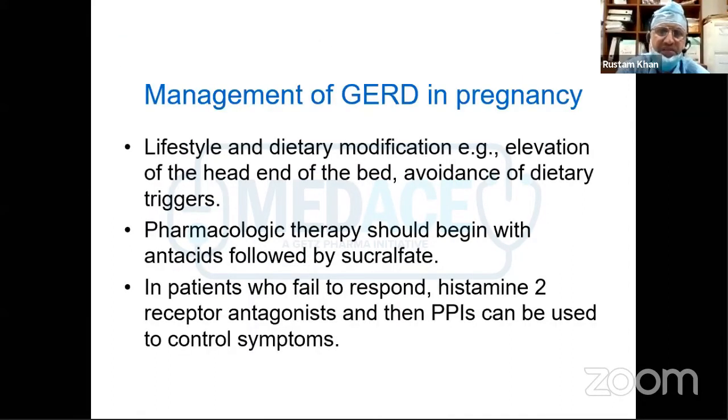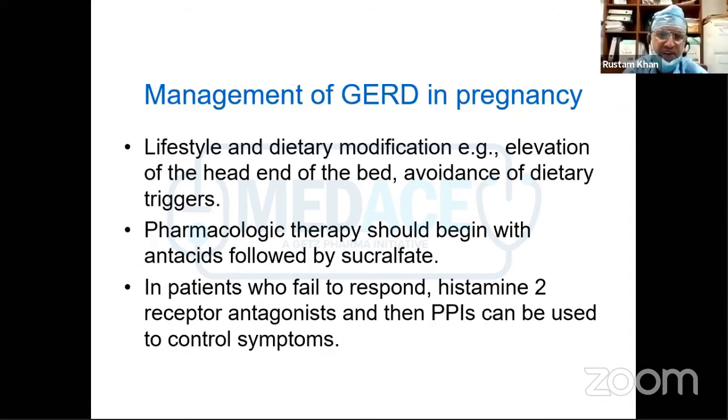A few words about management of GERD during pregnancy. Lifestyle and dietary modification should be started first. Ask the patient to keep their head elevated while sleeping. Avoid dietary triggers. And pharmacological therapy can be tried in these patients, starting with antacid followed by sucralfate.